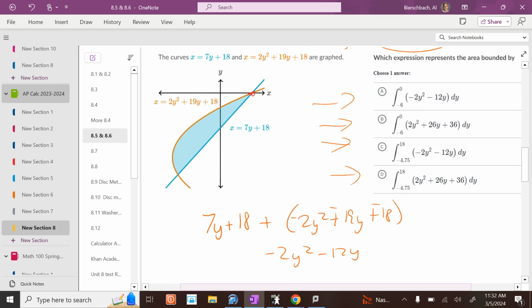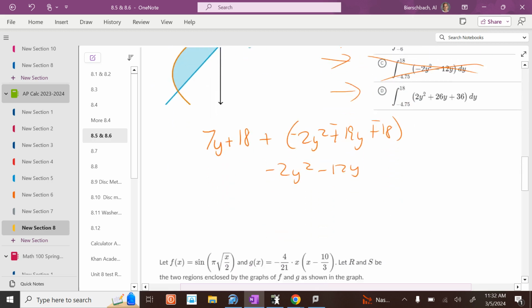Now we got to figure out which ones work. Would it be A or C? It'd be A because it goes from -6 up to 0. We have a 0 here. Here it says -4.75 to 18. No. Does not make sense.